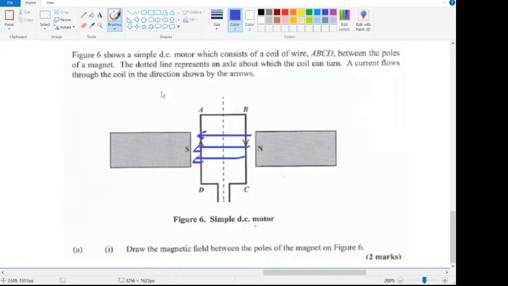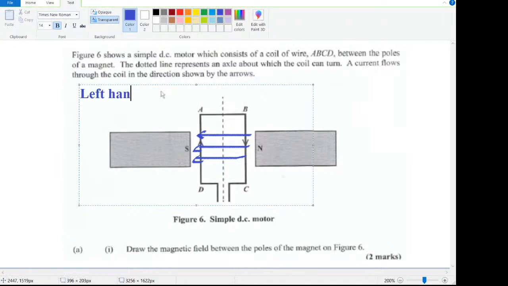And Fleming's left hand rule, so you have to use that. So what you want to do is use your left hand. Alright, so with your left hand, I want to know what's the direction on AD, right? So put your index finger going to the left. Your middle finger going to be going up.